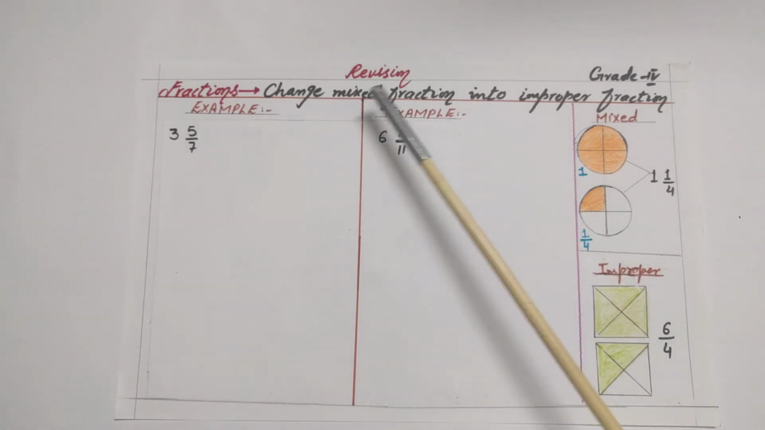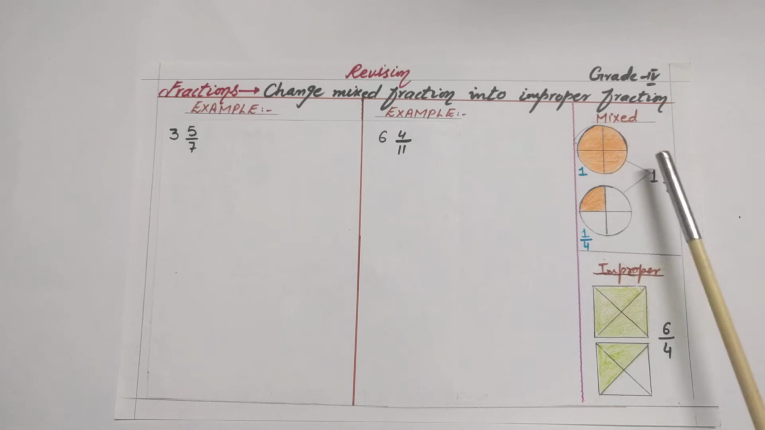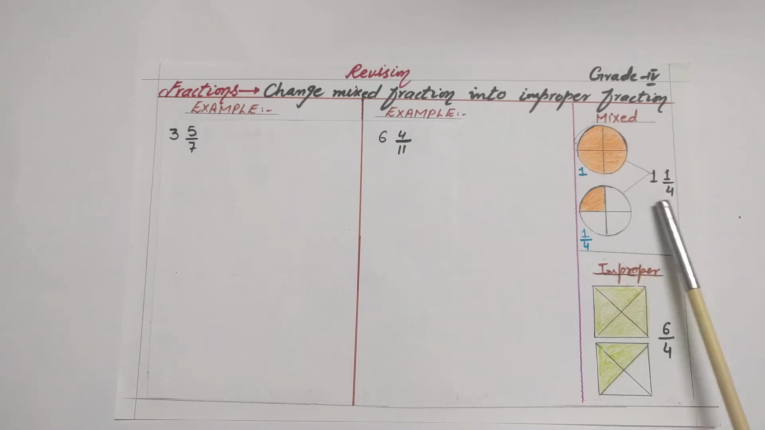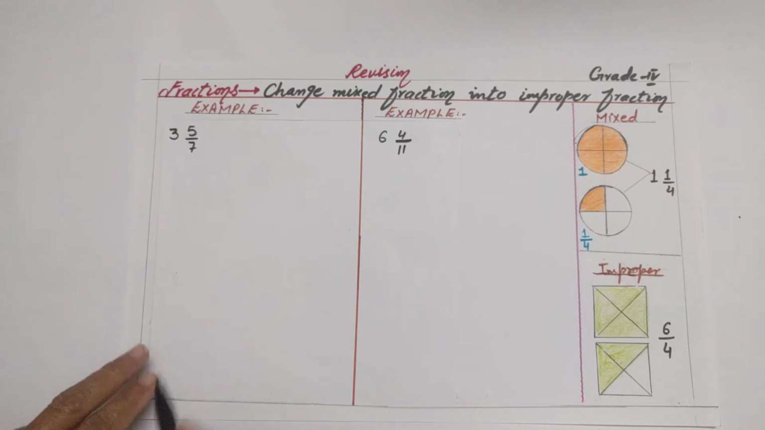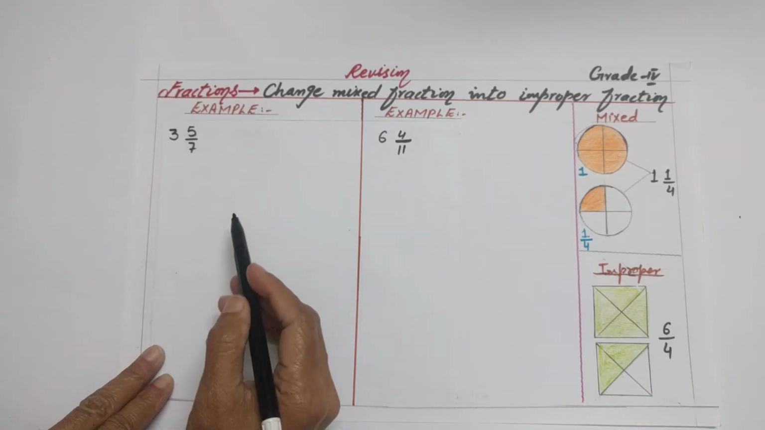Now the topic is changing the mixed fraction into an improper fraction. It means this type of fraction will be given and you have to convert it into an improper fraction. So let's start. I will explain this concept with the help of an example. The example is 3 and 5 by 7. What is the example? 3 and 5 by 7.